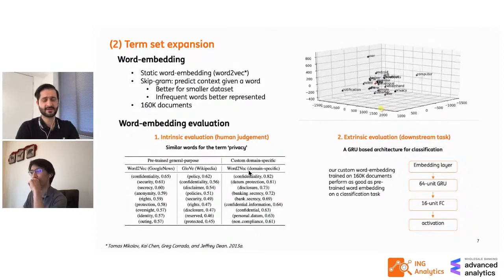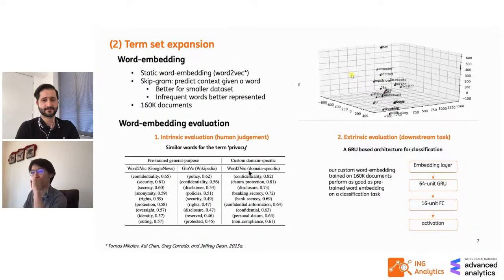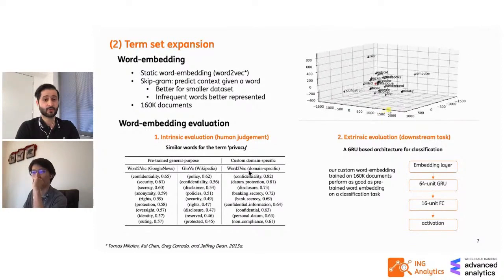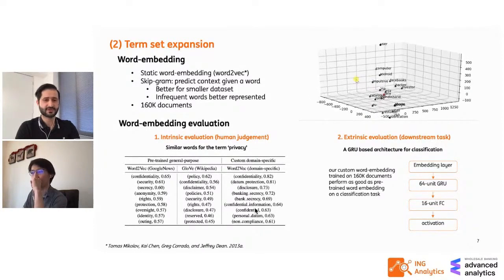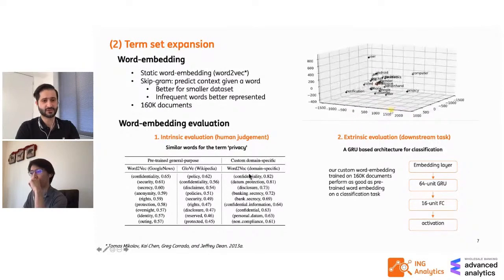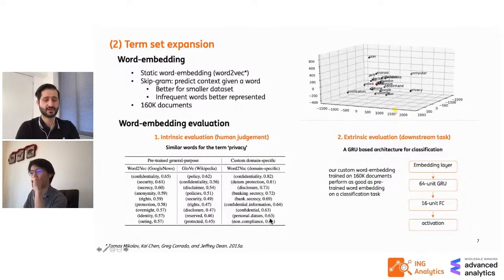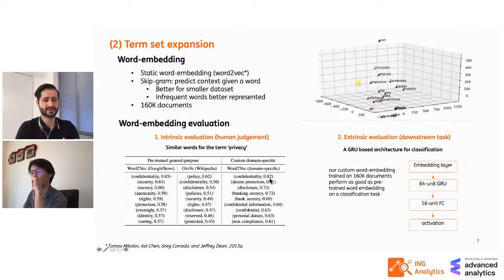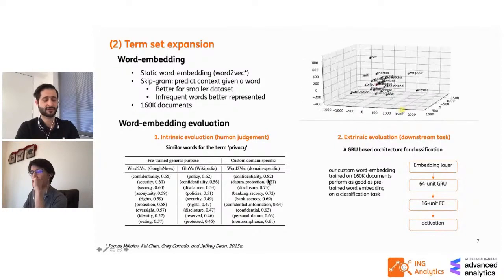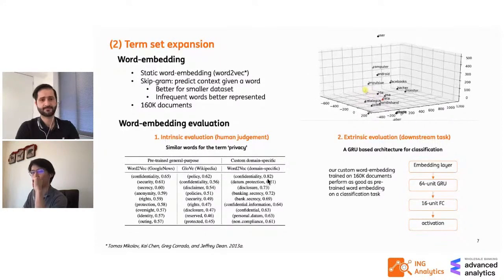As you can see, the words generated from our domain-specific model are more relevant to our banking and financial domain. By the way, those numerical values in the parentheses show our similarity score. 0 means that they are dissimilar, and 1 means that they are identical.